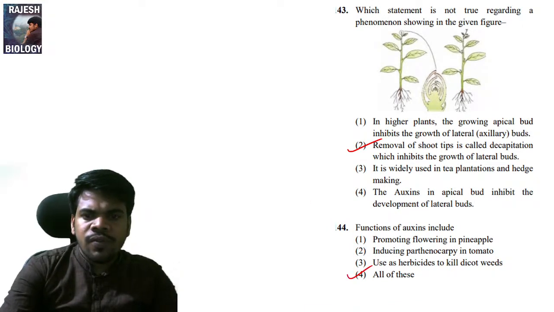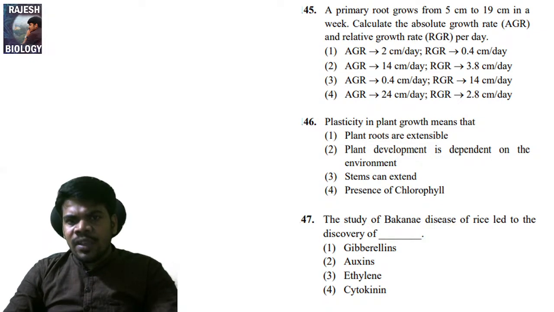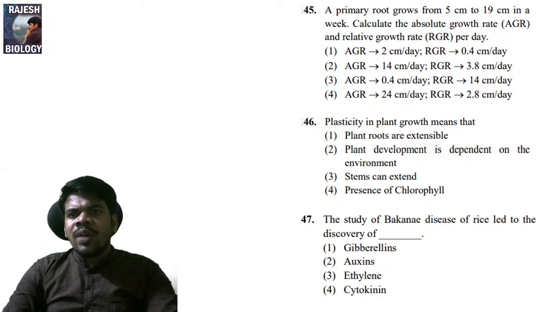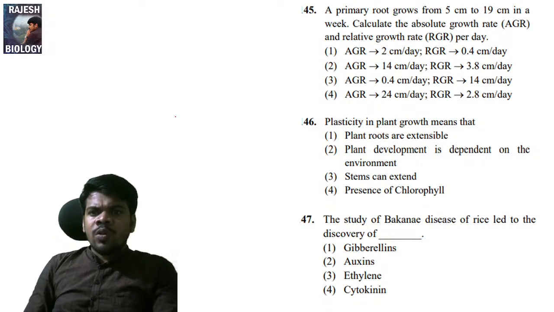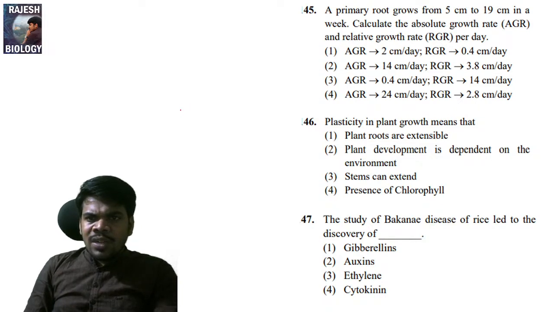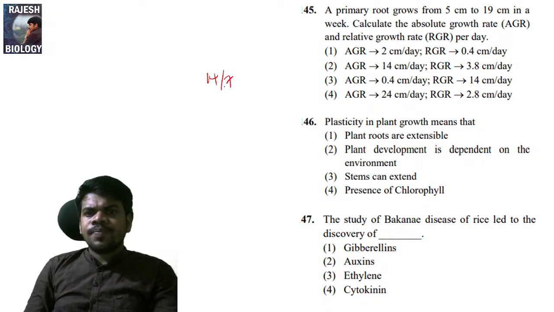Next, come to the 45. A primary root grows from 5 centimeters to 19 centimeters in a week. Calculate the absolute growth rate and relative growth rate per day. A primary root grows 5 centimeters to 19 centimeters in a week. That means 14 centimeters per week. What is the absolute growth rate and relative growth rate per day?